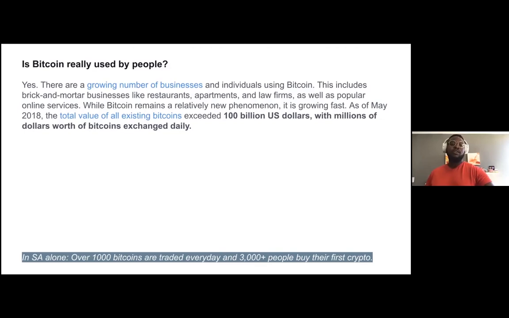And you may be thinking, what about in South Africa? What's the adoption like? I would say the adoption is very good in South Africa. It may be one of Bitcoin's leading markets around the world, with over 1,000 Bitcoins traded and 3,000 people buying their first crypto every single day.